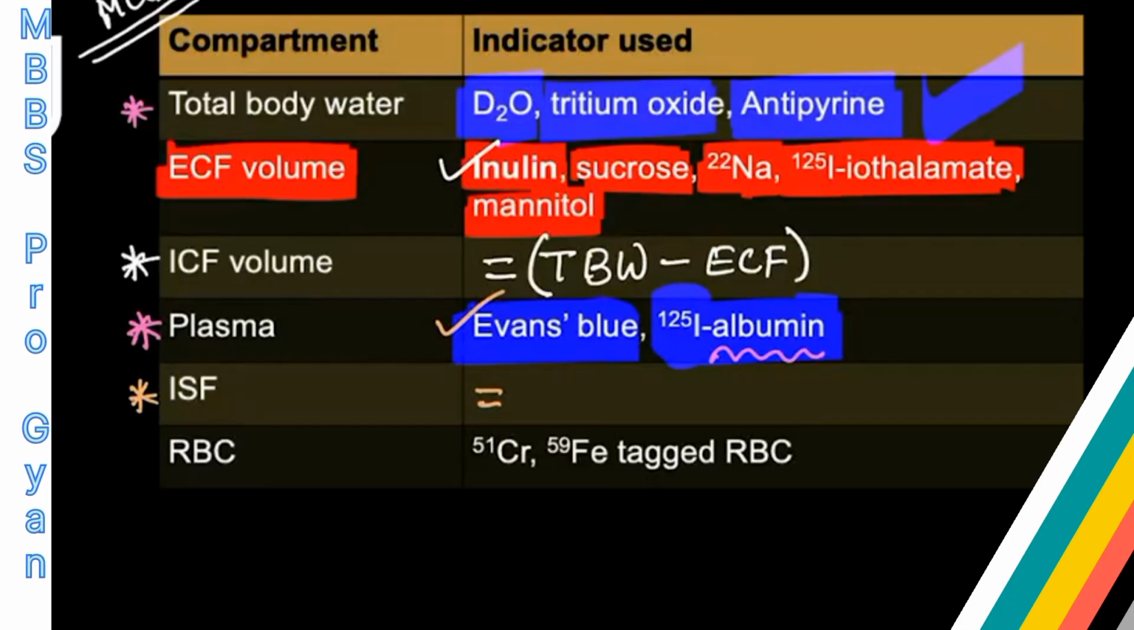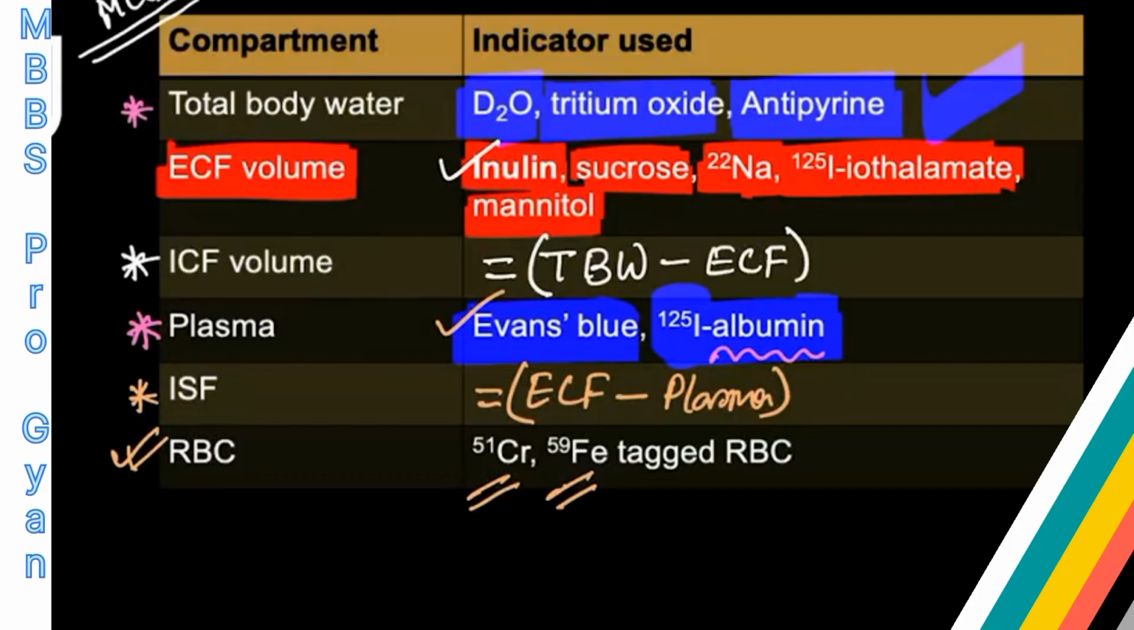Then next is the interstitial fluid. Again, it cannot be measured directly. You have to measure the ECF volume and the plasma volume, and you subtract them, and you are going to get the interstitial fluid volume. For measurement of only RBC volume, the chromium isotope is used. The iron isotope can also be used, that is written here.